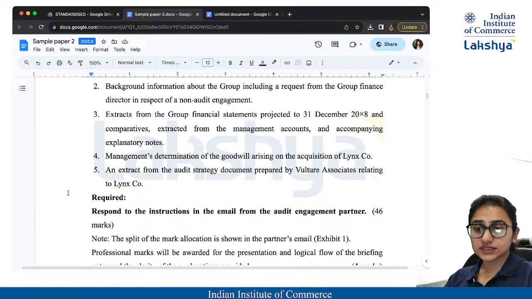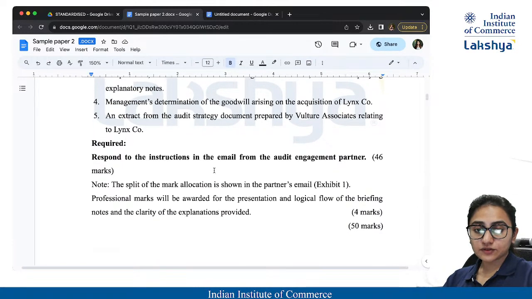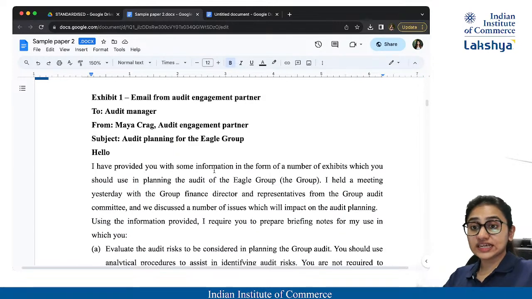Fourth exhibit is regarding management's determination of goodwill arising on the acquisition of Links Company. Fifth one is an extract from the audit strategy document prepared by Vulture Associates relating to Links Company. And then you are required to respond to the instructions in the email from the audit engagement partner. So the first one is the email from the audit engagement partner, Maya Karg.